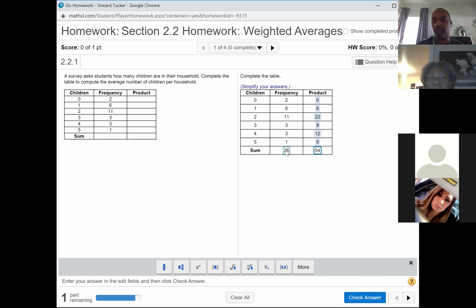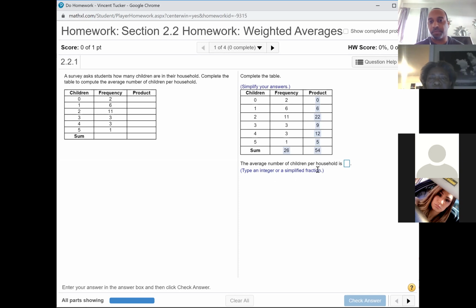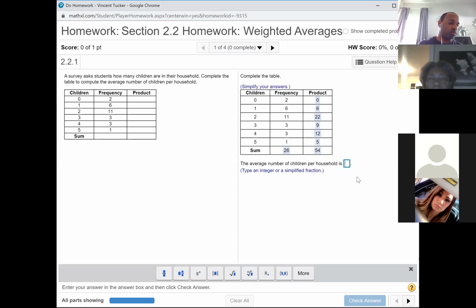Yep, that's 54. So let's see, average number of children per household is. So we should be able to, and I believe this is what your classmate was alluding to, take the product sum and divide it by that frequency sum. All right, so average number of children per household is, type in integer or simplified fraction. So that's going to be 54 over the 26.